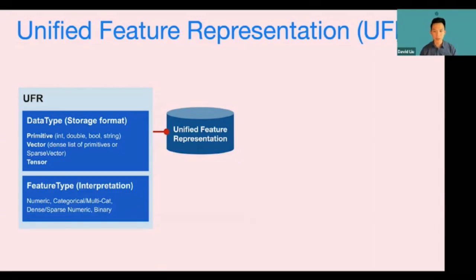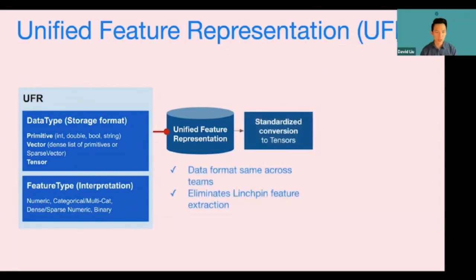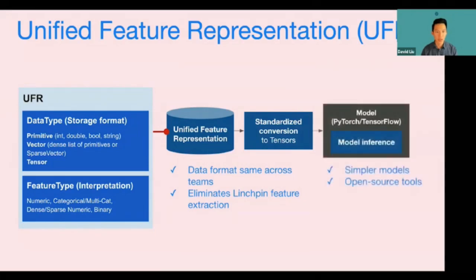With these feature representations, all teams now had the same input format for their models, so we could ditch the complex Linchpin DSL. The conversion to model inputs is very standardized. As a result, the models also became much simpler. We adopted open source PyTorch and TensorFlow, which have become industry standard, and they have a ton of great tooling around them.